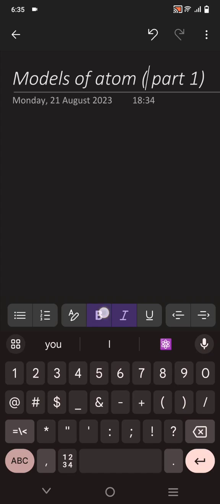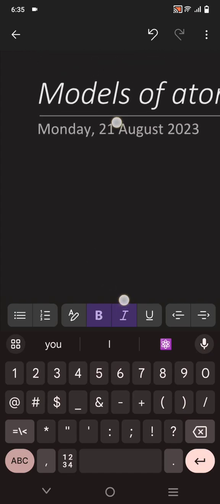Hello everyone. Today in this video we're going to be discussing the models of the atom. We have discussed the structures, what is inside the atom. So what do you see while getting an idea like the models of atoms?